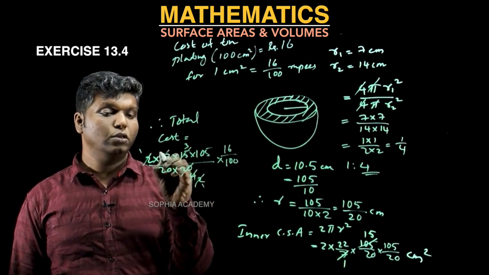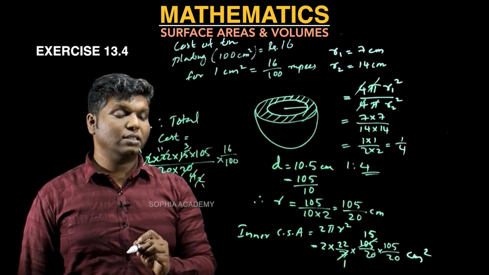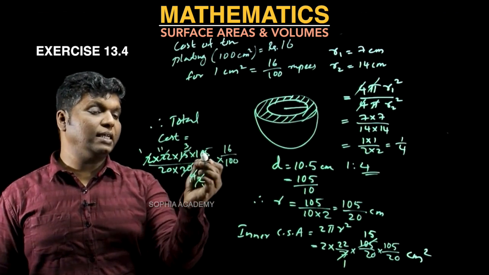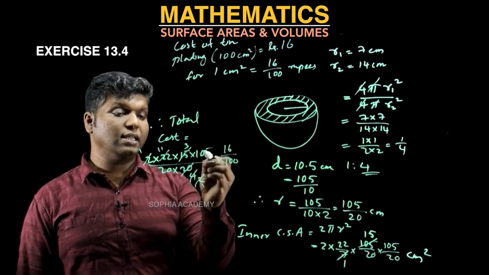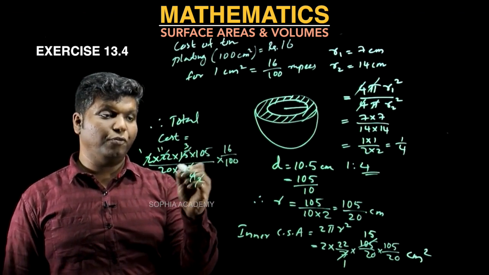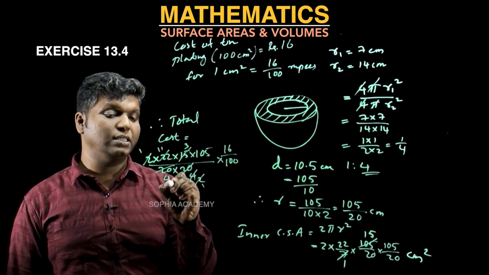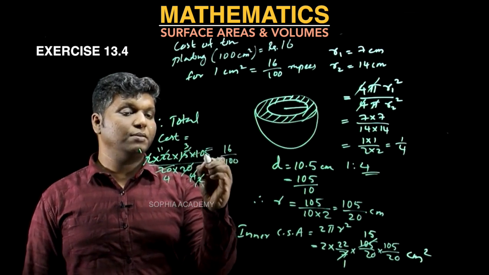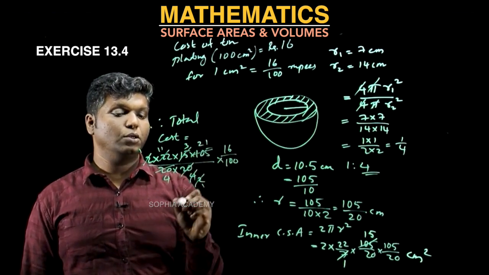Again 2 1s are 2. 2 11s are 22. What else is there? Again 20, I think you can cancel it with 105, right? Cancelling, how much will you get? By 5, the multiple of 5, you can have 5 4s are 20. Here, how many times? 5 2s are 10, 21.